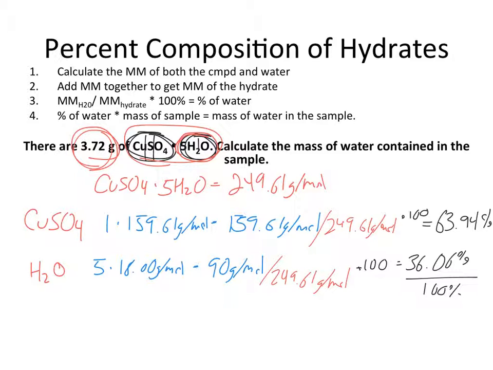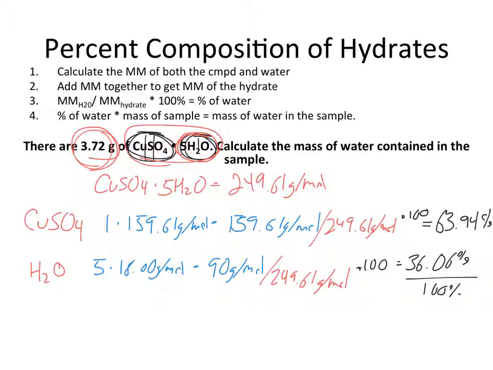So here what we've just discovered is that 36.06% of the total mass of this compound is made up of water. So that proportion is pretty much the same. We could have 1,000,000 grams, we can have 0.001 grams, whatever. The proportion will always be the same.